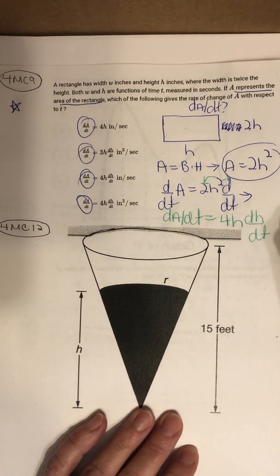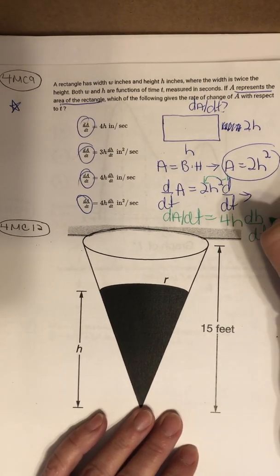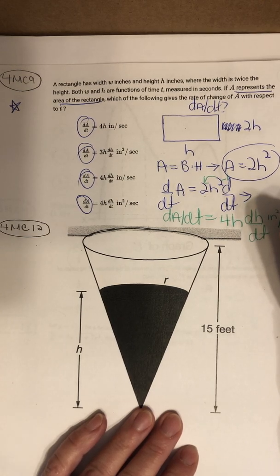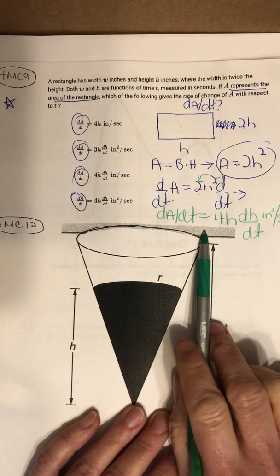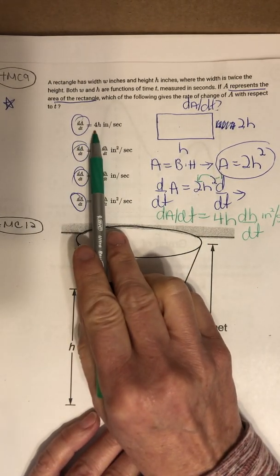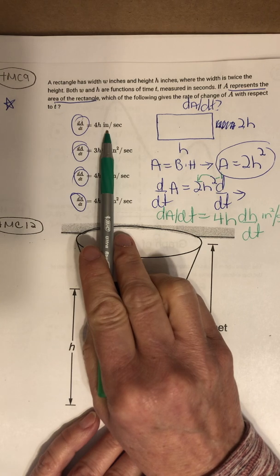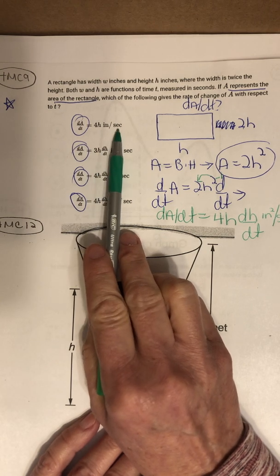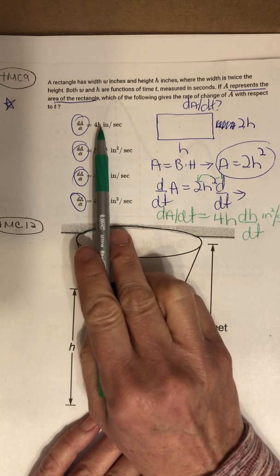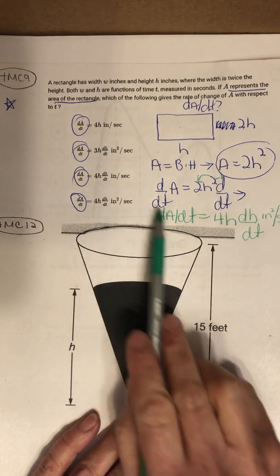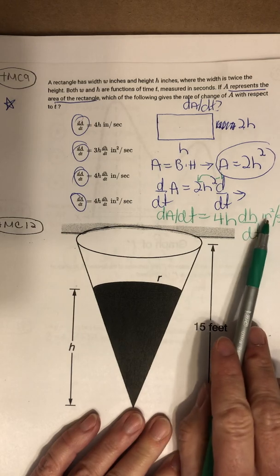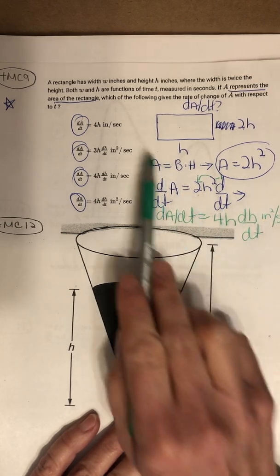And let's see, we said that that is the area, so that must be inches squared, and it's changing per time, which is seconds. So I'm looking for dA/dt is 4h. Why is it not the first one? Because inches per second is a length per time, right? And this is a rate of change of area, so I need an area, squared per time, right?